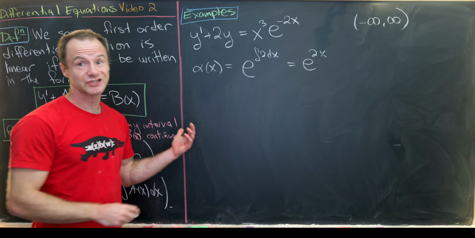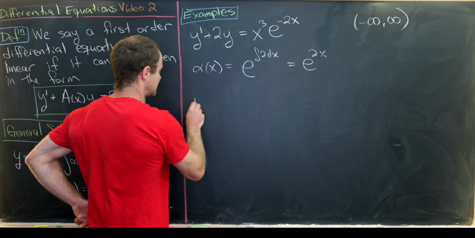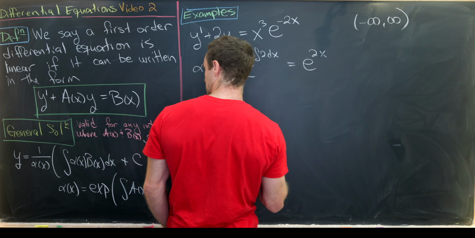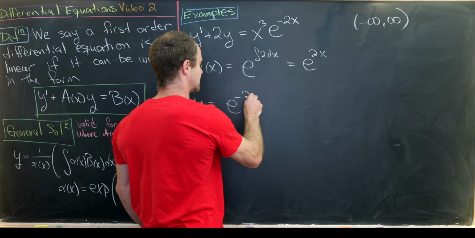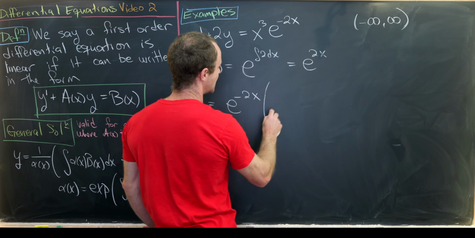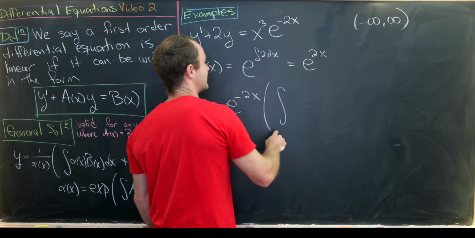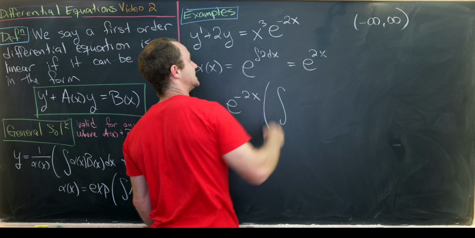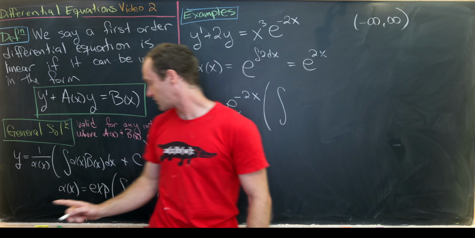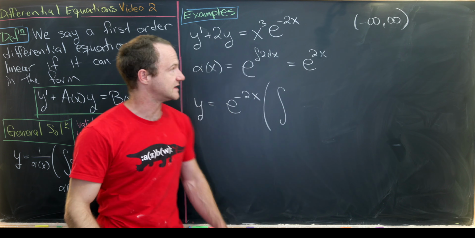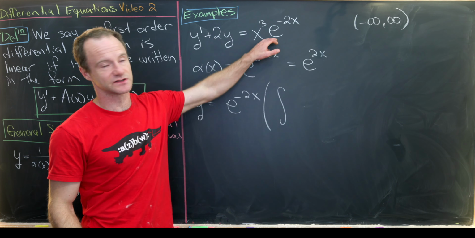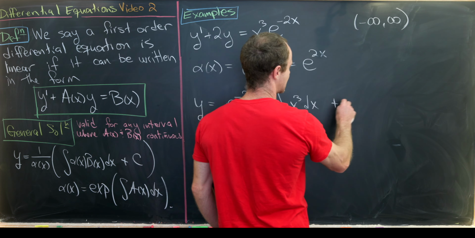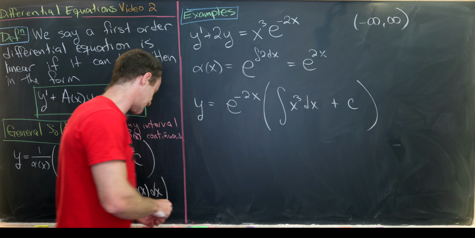Great. Now we can just write down the final solution. So our final solution will be equal to 1 over e to the 2x. I can write that as e to the minus 2x. And then the antiderivative of e to the 2x times x cubed e to the minus 2x. So that would be this alpha times b term. But notice that just cancels out the exponential and leaves me with my x cubed dx. And then I have plus a constant.